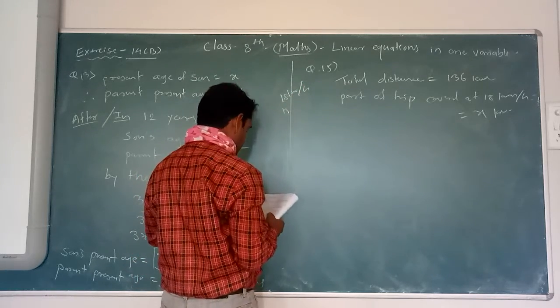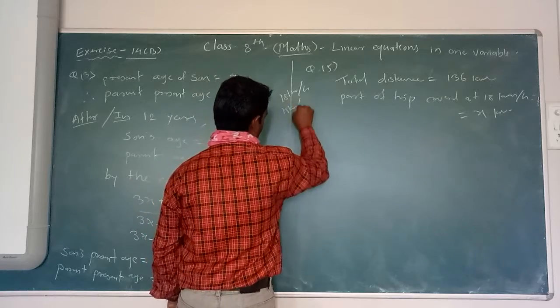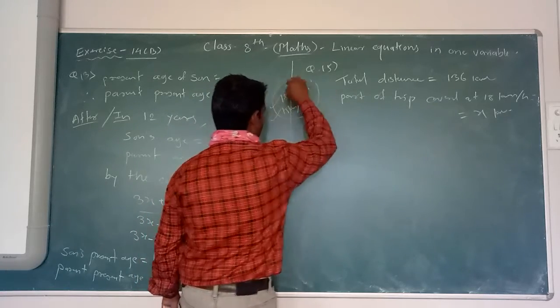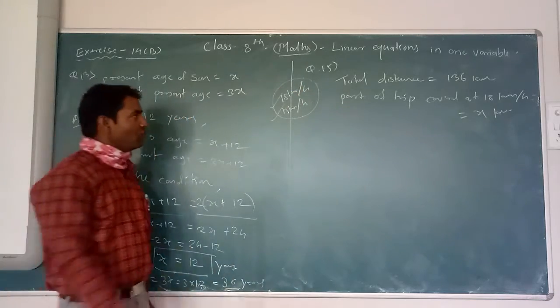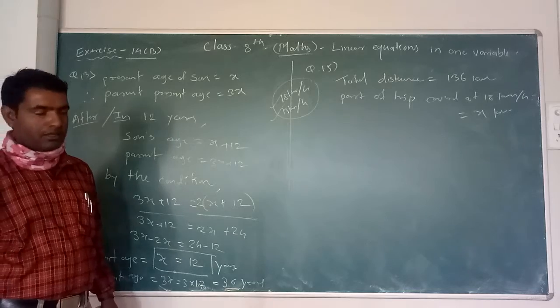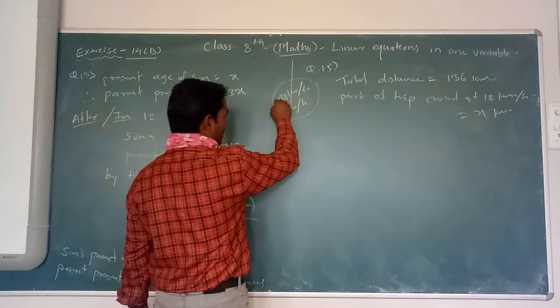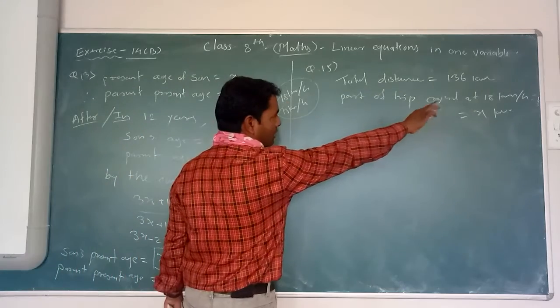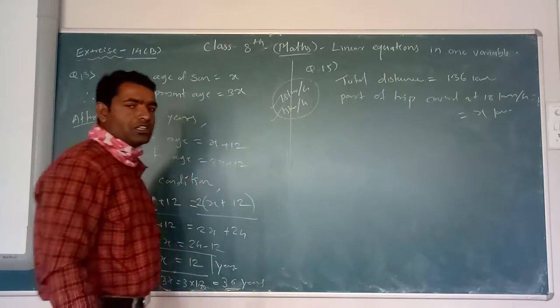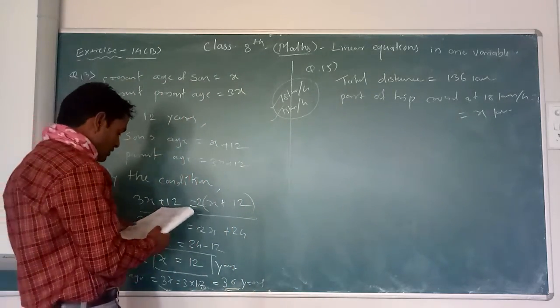How much is given in question? 15 km per hour. So these two speeds are given. Out of these two speeds, we will take one as x. Anyone you can take. I have taken 18 km per hour as x. We can take the 15 km also, then also we will get the same answer. Now see.